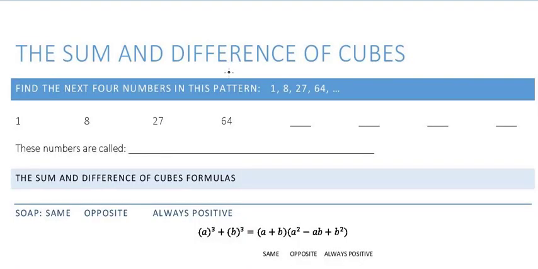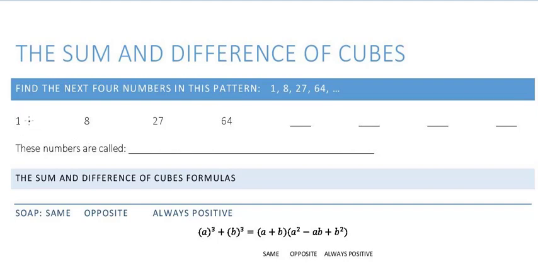Today we're going to be talking about how to factor a sum and difference of cubes. But before we do that, let's take a look at this pattern right here. 1, 8, 27, 64. What's going on here with this pattern? Is it plus 7? It's not plus 7 because this isn't plus 7. It's not times 8. So what's going on here is that these are your perfect cubes.